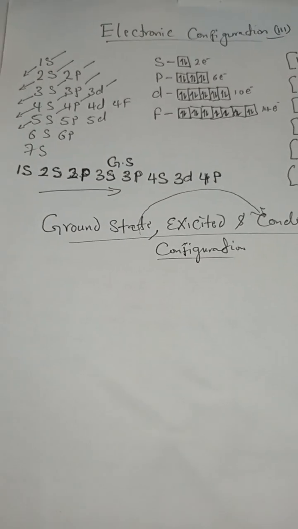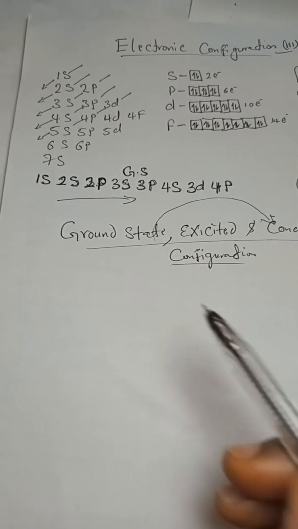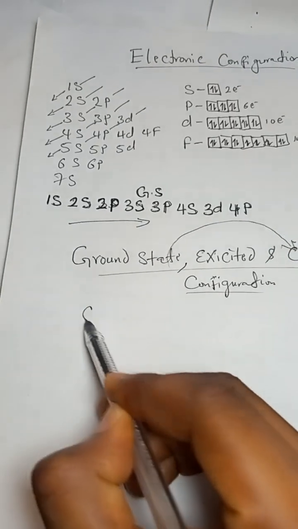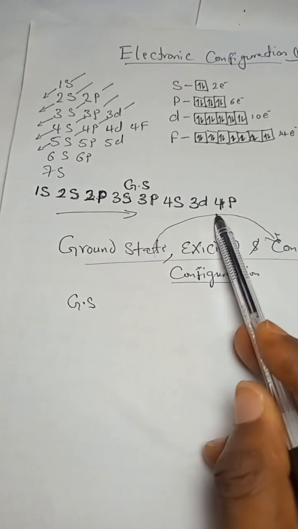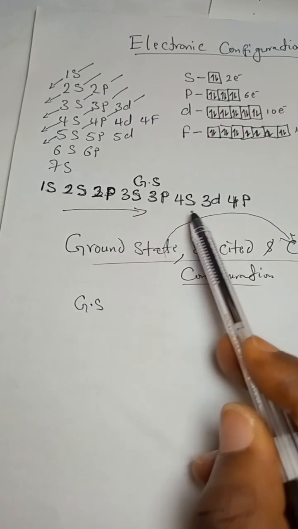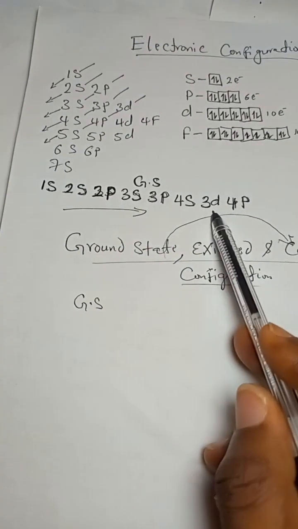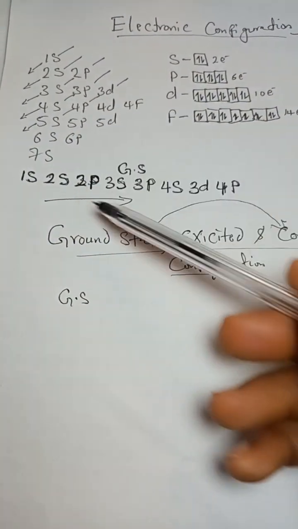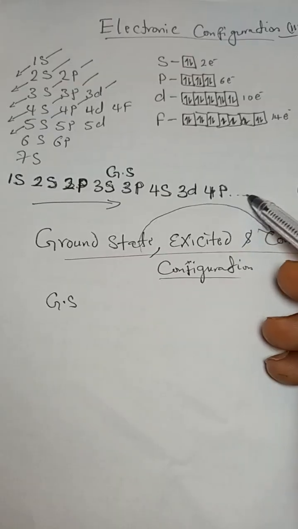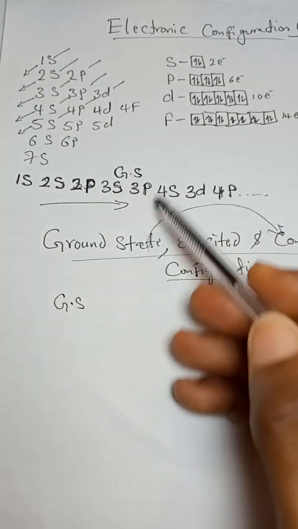Let me give us a practical example. The ground state, don't forget, is the normal way of writing electronic configuration. It is the full way of writing electronic configuration, just as we have here. So this is the ground state, the normal way.